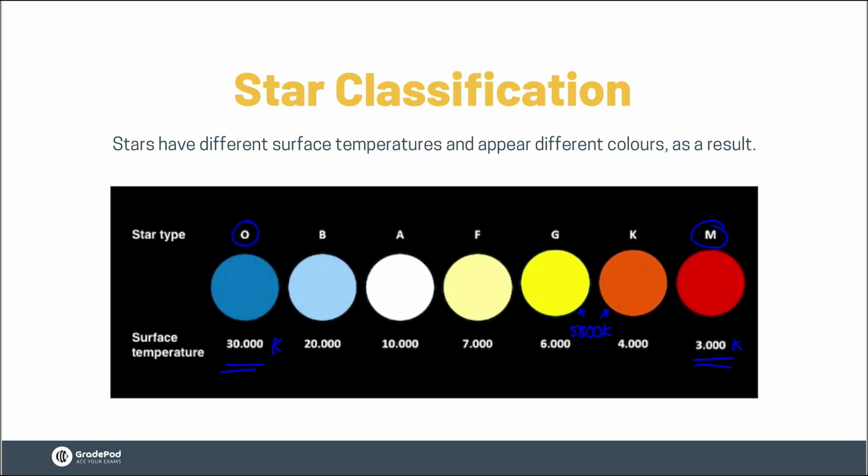A star classified as O gives off blue light. A star classified as M gives off red light. The blue light has a lower wavelength than red light.